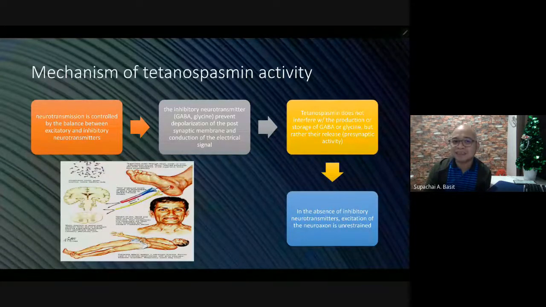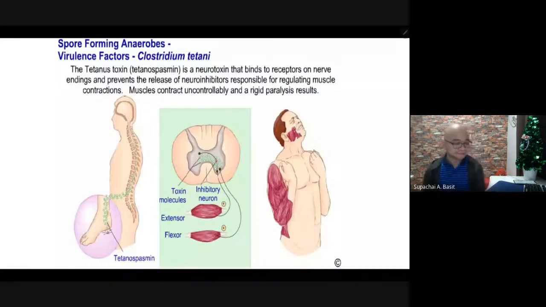The mechanism of activity of tetanospasmin. Tetanospasmin is a neurotoxin that binds to receptors on nerve endings and prevents the release of neuroinhibitors responsible for regulating muscle contraction. So muscle contracts uncontrollably and rigid paralysis results. Again, Clostridium botulinum results in soft paralysis. Clostridium tetani results in rigid paralysis.